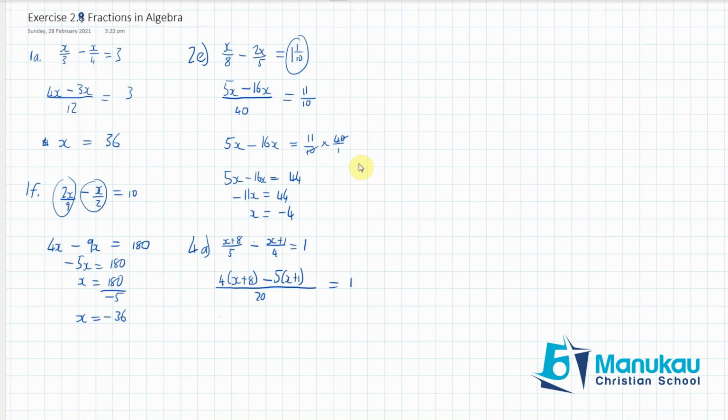I'm going to expand my bracket, so I get 4x plus 32 minus 5x plus 5 equals, now I'm timesing both sides by 20 to get rid of the 20 denominator. So I get negative x plus 37 equals 20. So x equals 17. I've skipped a step there, but that's correct, I think.